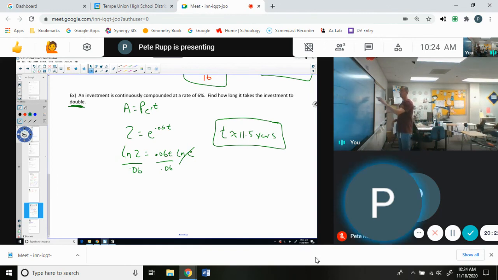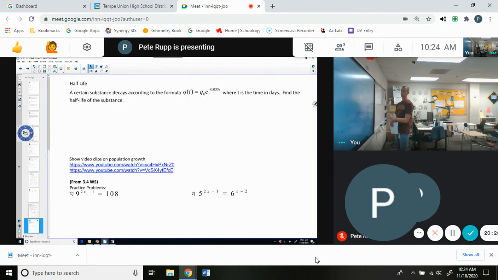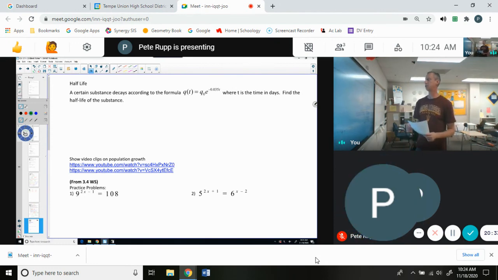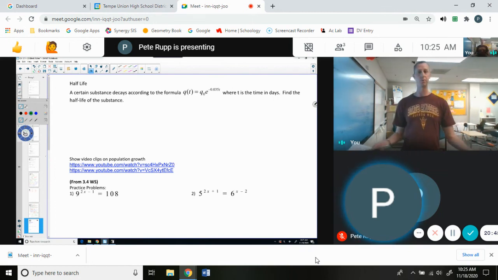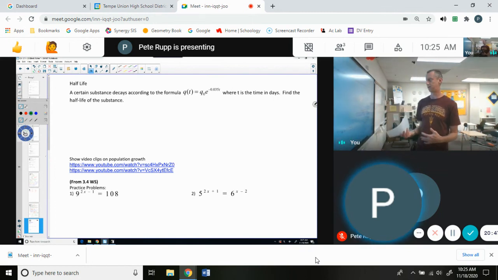One more quick problem. The next page here. So going back to half-life again, it says a certain substance decays according to the formula Q of t equals Q sub 0 e to the negative 0.035t, where t is the time in days. Find the half-life of the substance. This one is very similar to the last one. It doesn't give you a starting amount. It doesn't give you a final amount.